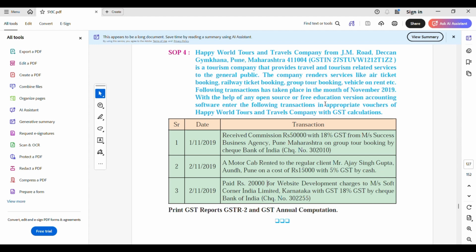All the transactions were carried on from the month of November 2019. So all these transactions are in November 2019, so we can give our financial year accordingly. So let's start. We are going to create the company and then create appropriate ledgers. Okay, so let's begin with Tally.